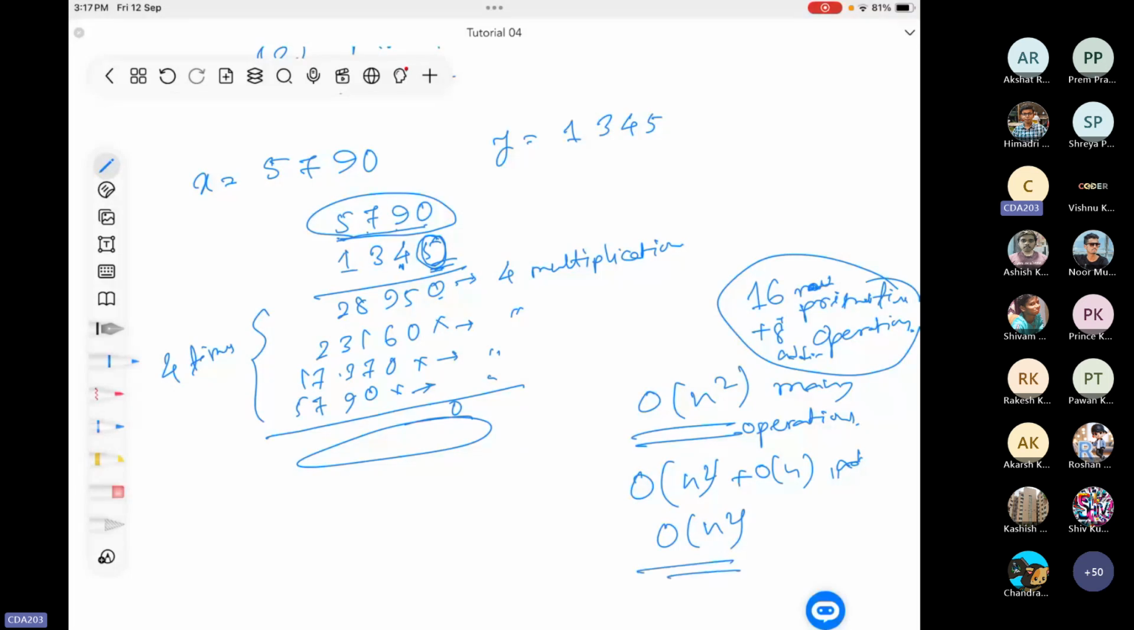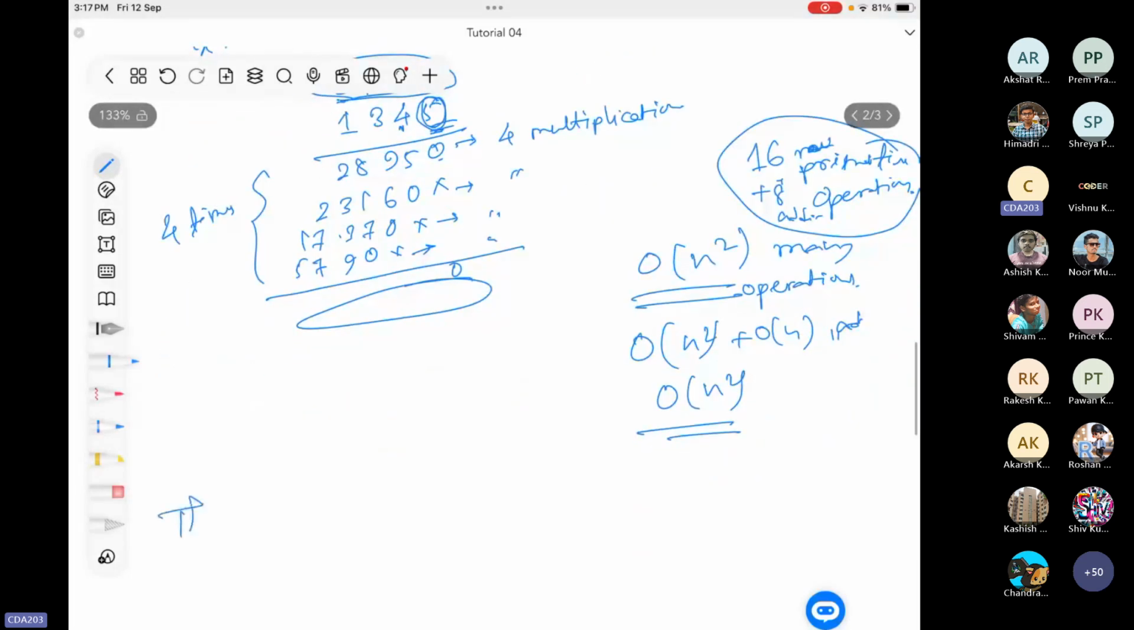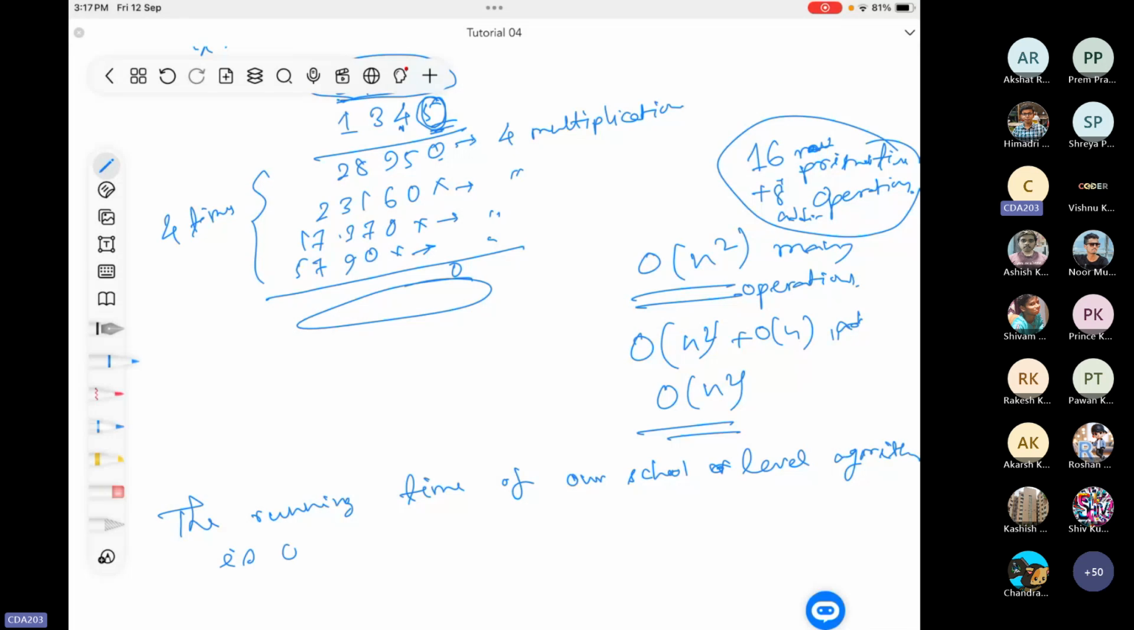Okay, so the running time of our known algorithm, our school level algorithm, is order n square. Okay, so is it clear? Can you observe the steps that we did?